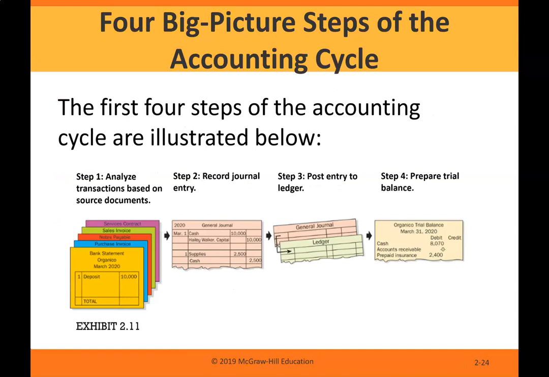4 big picture steps of the accounting cycle. The first 4 steps of the accounting cycle are illustrated below. Step 1, analyze transactions based on source documents. Step 2, record a journal entry. Step 3, post the journal entry to a ledger account. Step 4, prepare a trial balance.